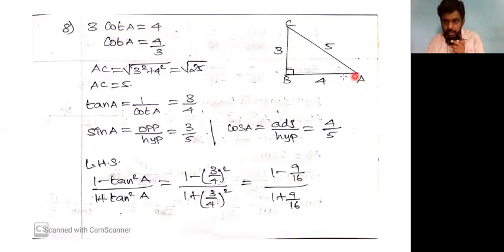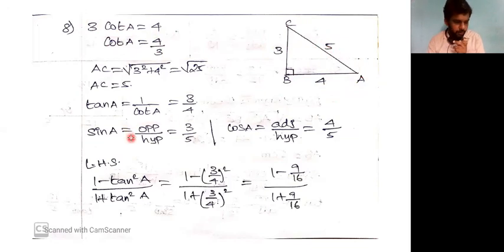So this is angle A, again a right angle triangle, right angle at B. So let this be angle A. Opposite is this one, adjacent is this one. Cot A is adjacent divided by opposite, so 4 divided by 3. Using Pythagoras theorem, we can find the hypotenuse, which is 5 centimeter in this case.